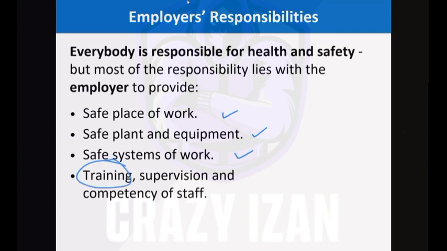Also, he must provide adequate training to the workers. So if the employer has not given any first aider training to his workers, or any firefighting training to his workers, okay, it means that he is not fulfilling his legal obligation or legal duty. So it is the employer responsibility to provide adequate training and supervision, and also competency of the staff. The employer needs to make sure that the staff that he is providing is competent. Okay, so these are the obligations or legal responsibilities of the employer.